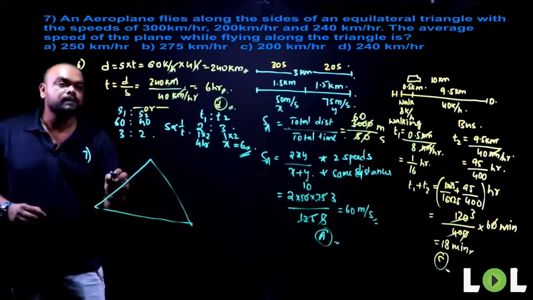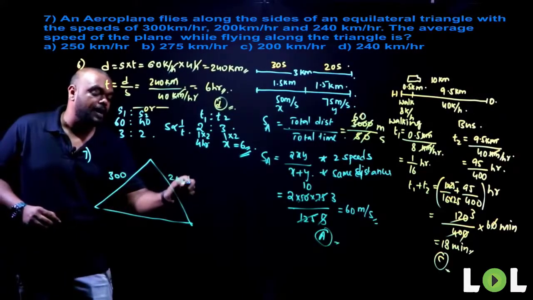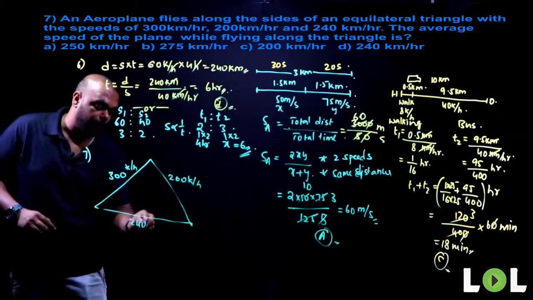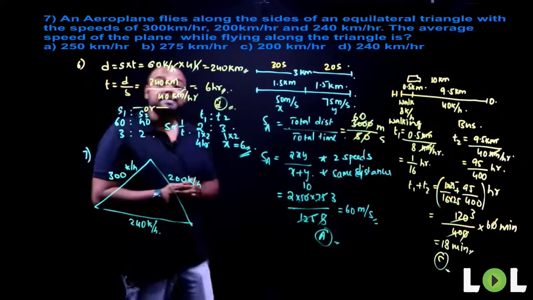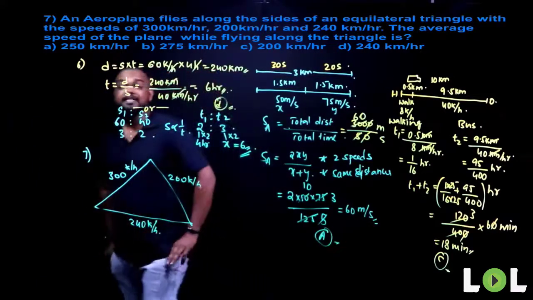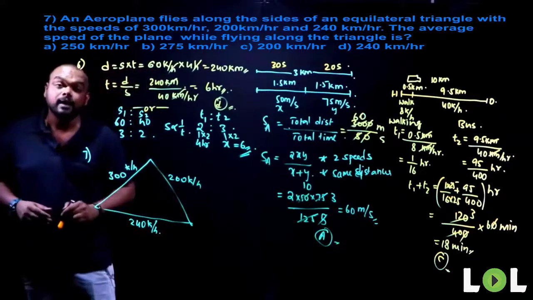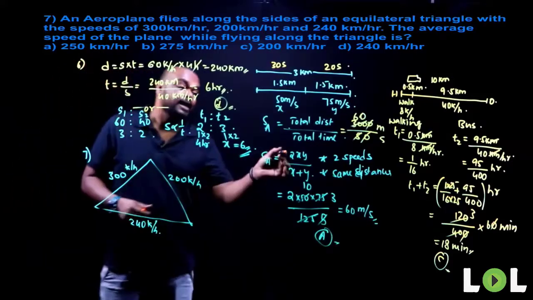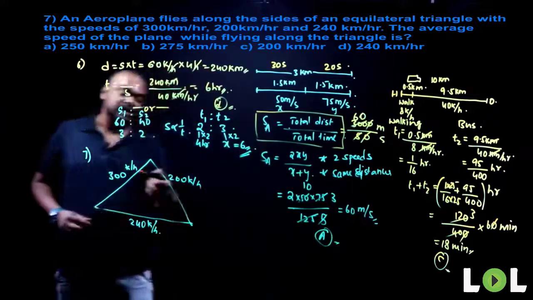What are the speeds? 300 km per hour, 200 km per hour and 240 km per hour. Okay. Now what is happening here? What is the average speed of the plane? Guys, now observe, can I use this formula here? No, I cannot. Why? Because there are 3 speeds. So this formula is ruled out, but this is the universal formula. You can apply it everywhere. That can be applied here.